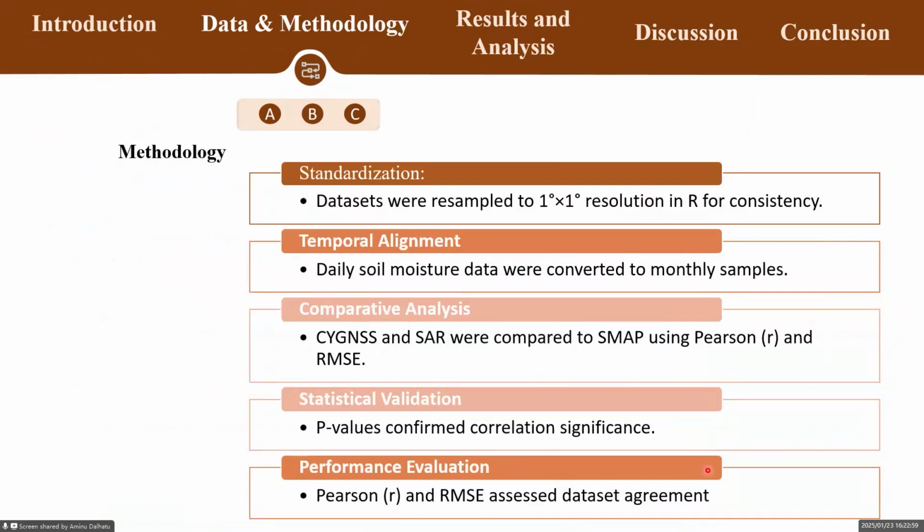Now let's take a look at the methodology. It's a basic methodology, not much to say. You first start with the standardization of your whole data, taking it to 1 degree spatial resolution. Then the temporal alignment: as so much of the data came as daily data, we converted it to monthly samples. Then we have the comparative analysis, with statistical validation and performance evaluation using either Python or R.